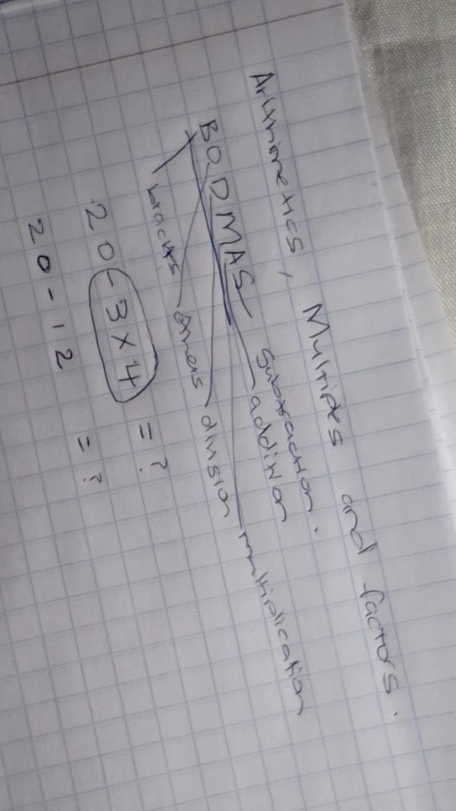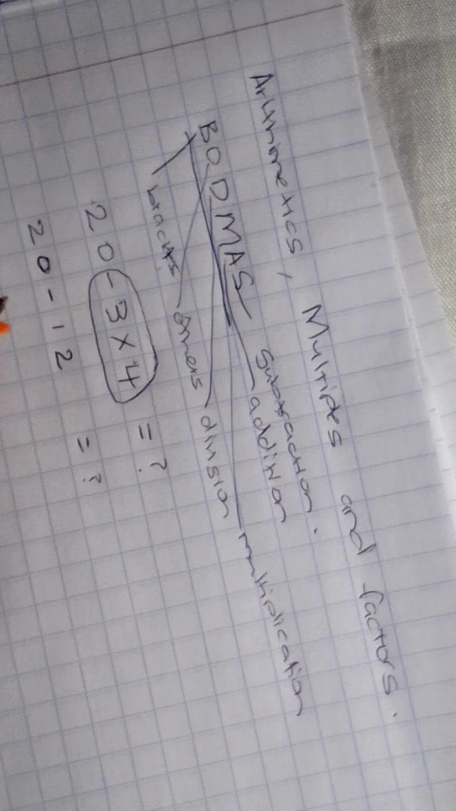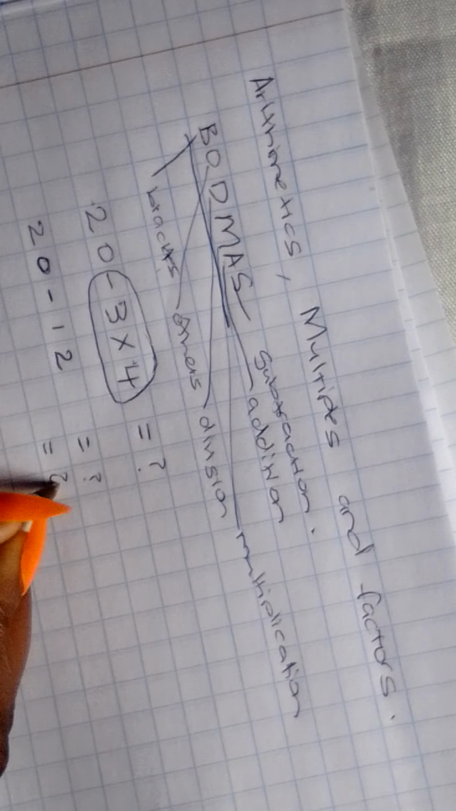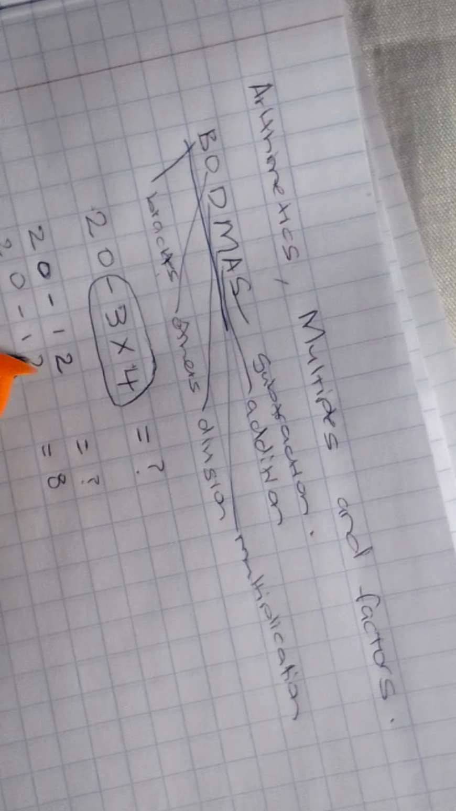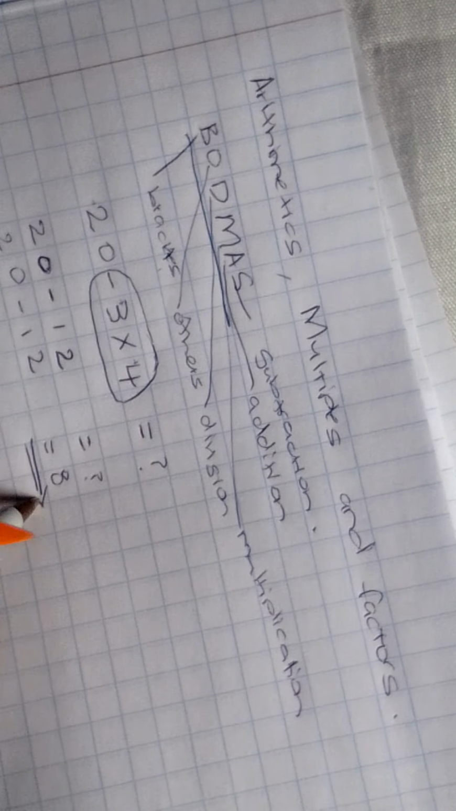That's the second stage. Now our question is in its simplest form. We can say 20 minus 12, which is 8. So our answer is 8. That's our final answer.